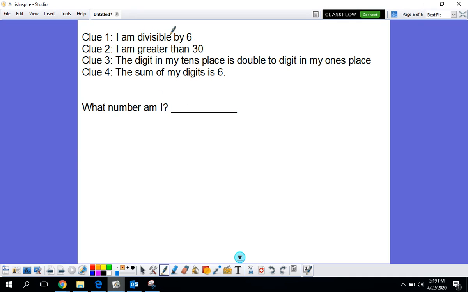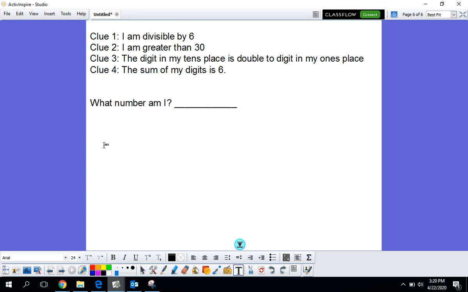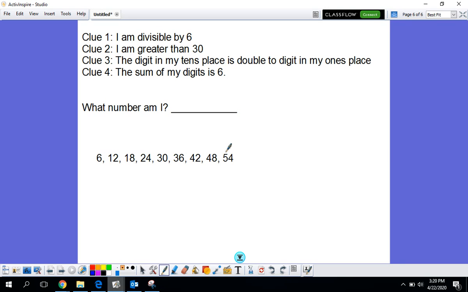So I am divisible by 6. Again, divisible means it can be divided by 6, which makes me think I need to be thinking of my multiplication facts that are 6s. So I'm going to start listing those out just to get an idea. So 6, 12, 18, 24, 30, 36, 42, 48, 54. I'm going to stop there in case I have already found my number. So then I'm going to check that to make sure I've done that part.